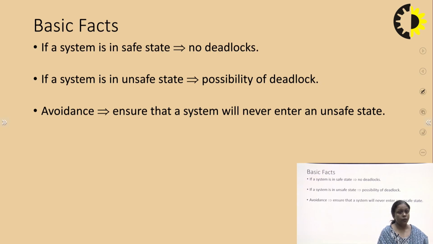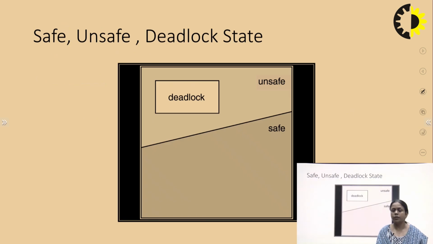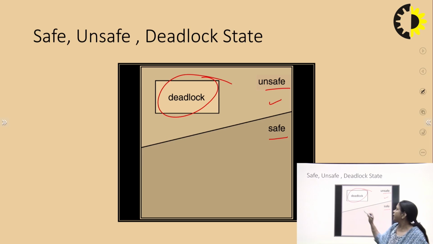What is the use of avoidance here? We will use deadlock avoidance to keep our system in the safe state. Ensure that the system will never enter an unsafe state. So, you can see here there are safe and unsafe states. In the unsafe state, we can have deadlock, and in the safe state, we don't have any deadlock.